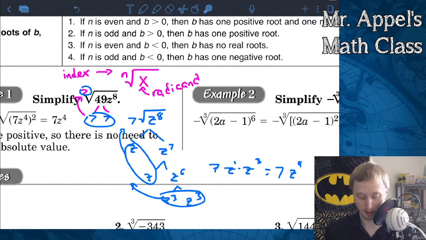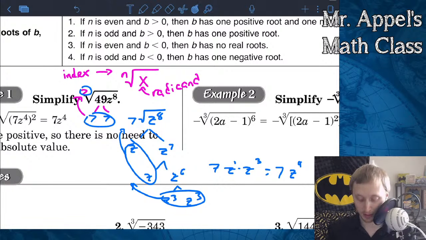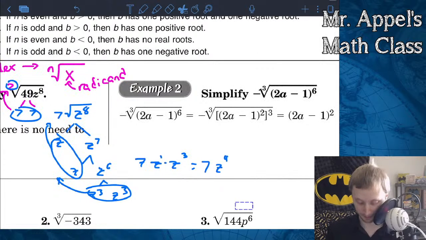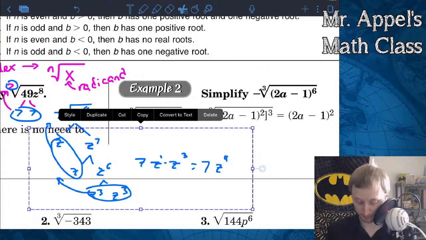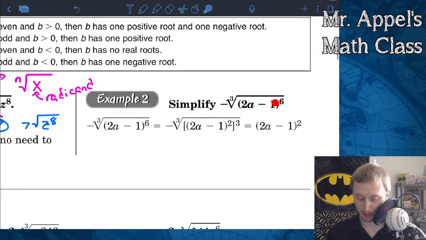Some numbers, right? This is where knowing your squares and your cubes really comes in handy, because look at the other example. Ooh, I want the negative cube root of all this. Oh no, what am I going to do about that? Well, since the index is 3, I'm looking to split this up into groups of 3. And that's what they've done here. They said, hey, 2a minus 1 squared can be cubed. I can have 3 groups of that.